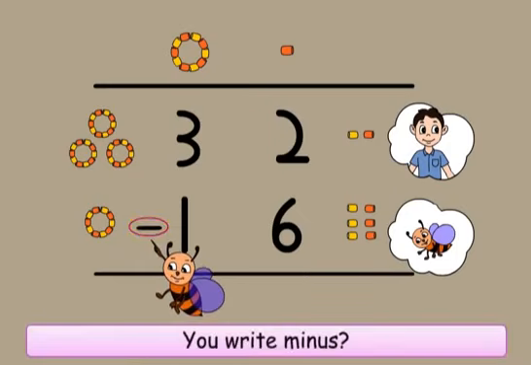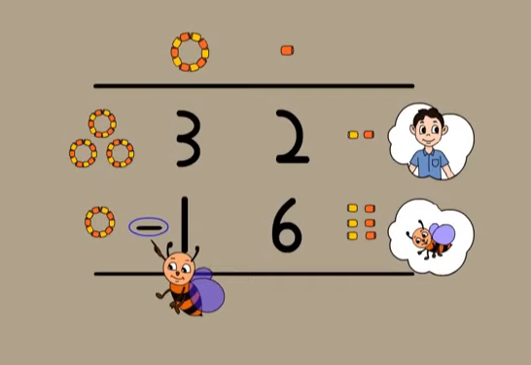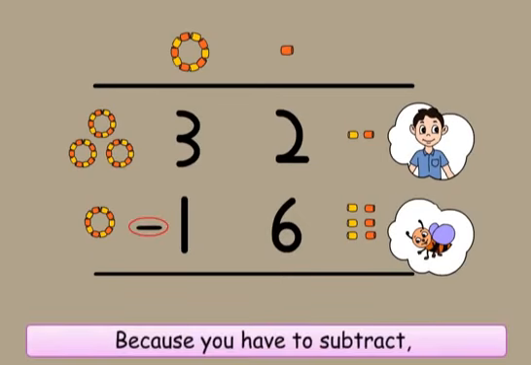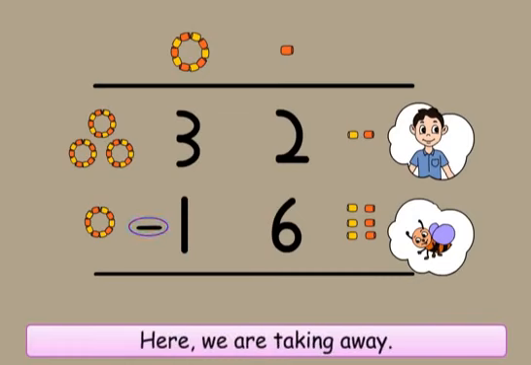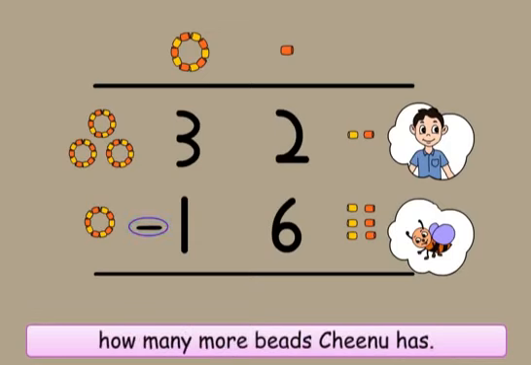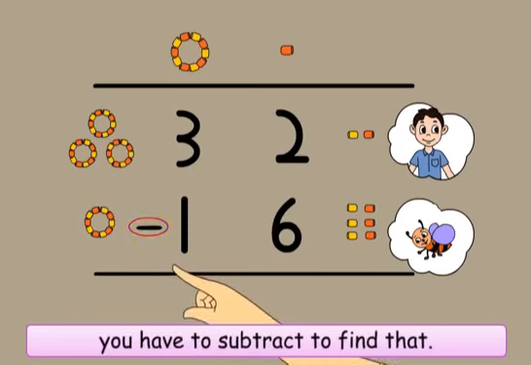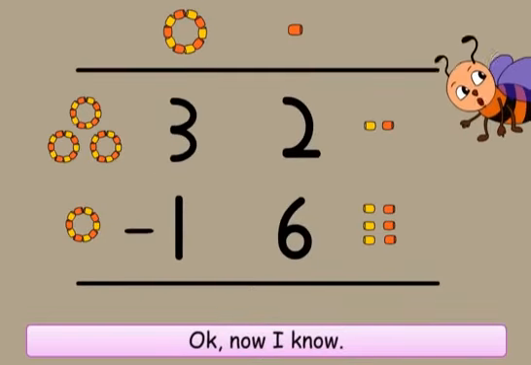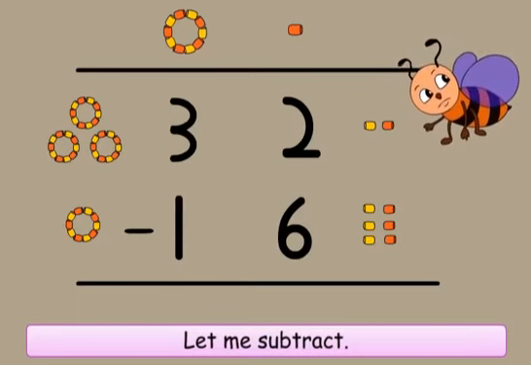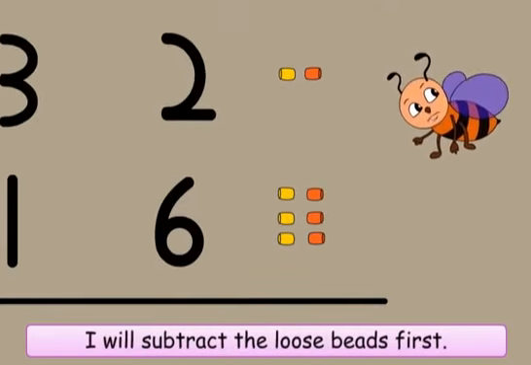Oh, you write minus. Why do you write minus? Because you have to subtract, Buzz. Here we are taking away. You want to find out how many more beads Chinu has. So you have to subtract to find that. Okay, now I know. Let me subtract. I will subtract the loose beads first.